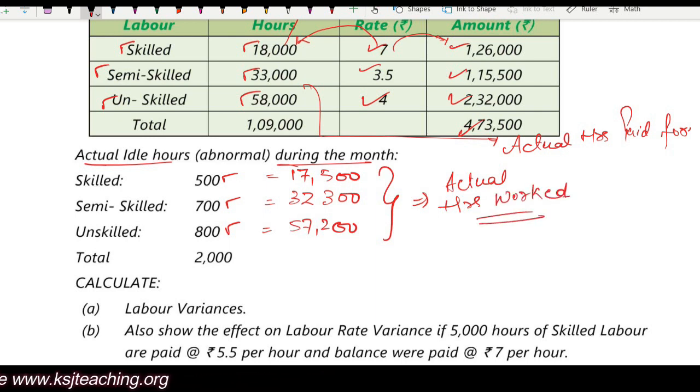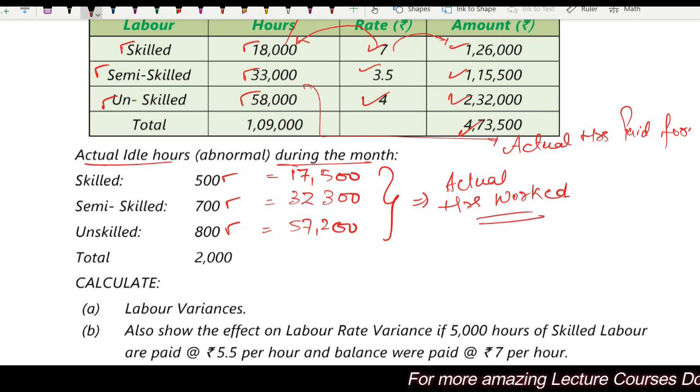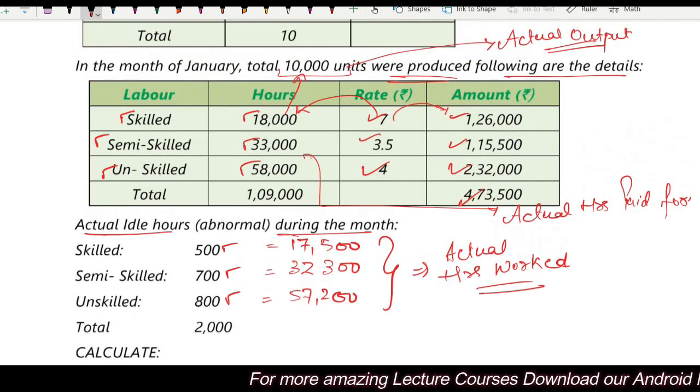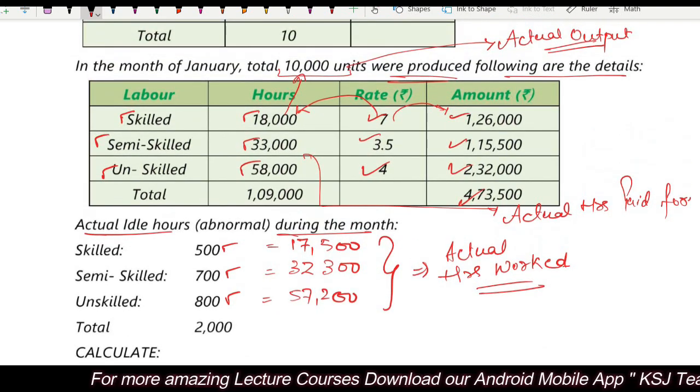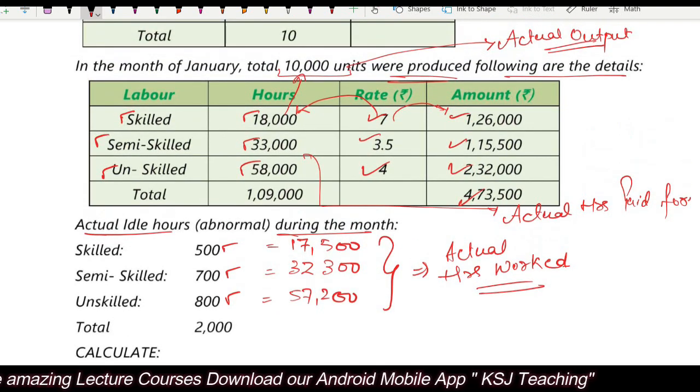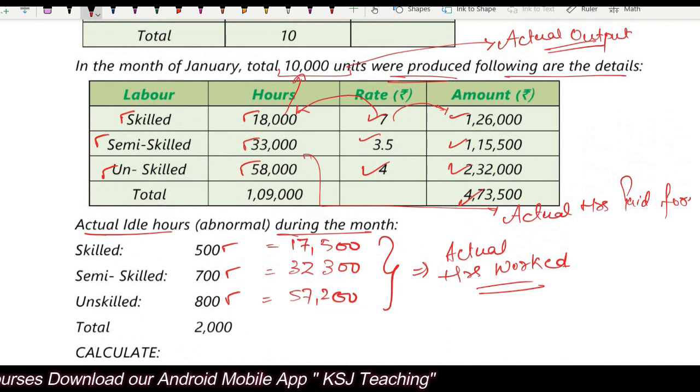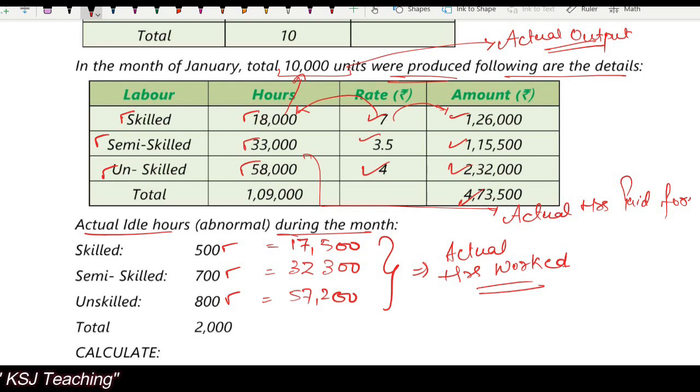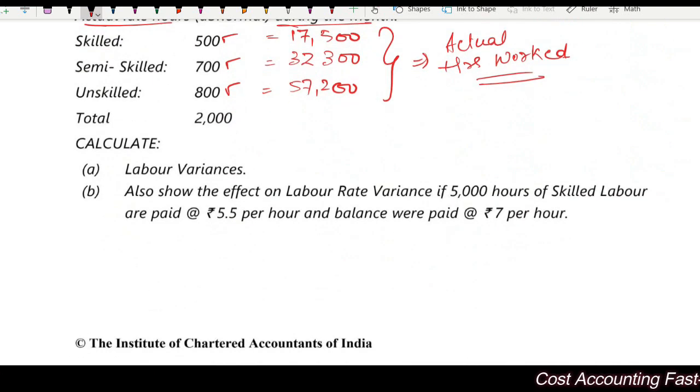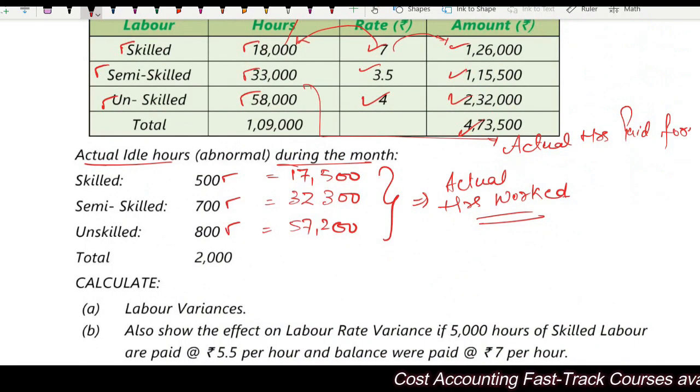This is actual hours worked. What is given? Given is paid for. What you have paid? The cost. Cost is dependent upon what you are paying, right? So this 1,26,115, 2,32,000 is the total cost for what we have paid for. Whereas the actual hours worked will be the total hours paid for minus the idle time. So you are required to calculate the labor variances.